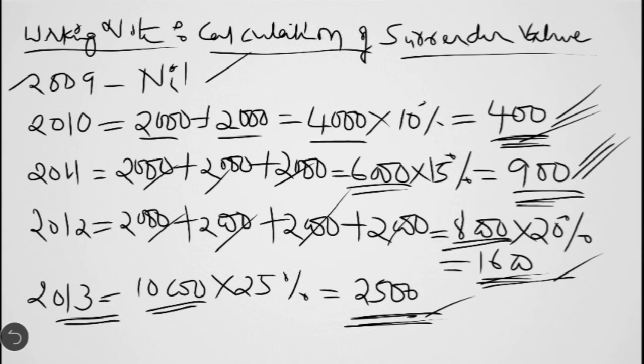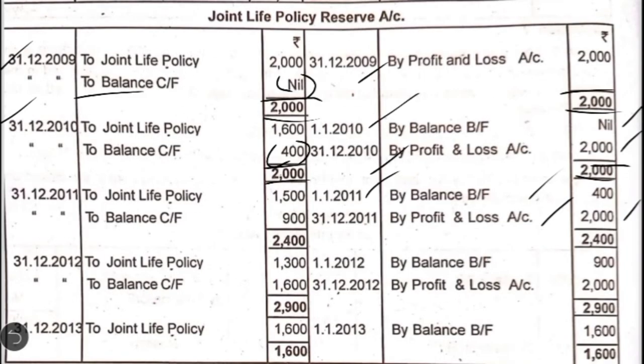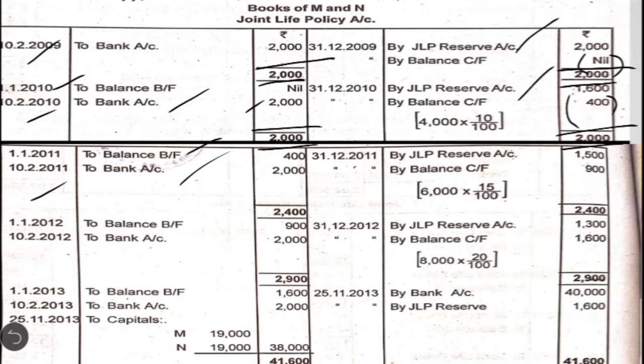For the year 2011 the surrender value is 900, but we find that we have in total 2400, opening plus appropriated amount, but we have to maintain only 900, so we need to cancel 1500 by passing the entry: Joint Life Policy Reserve Account debit to Joint Life Policy Account. So here, to Joint Life Policy Account 1500. On the other part of the transaction we have to record here, by Joint Life Policy Reserve Account 1500.